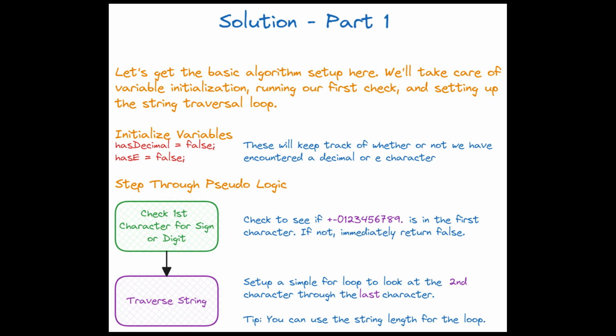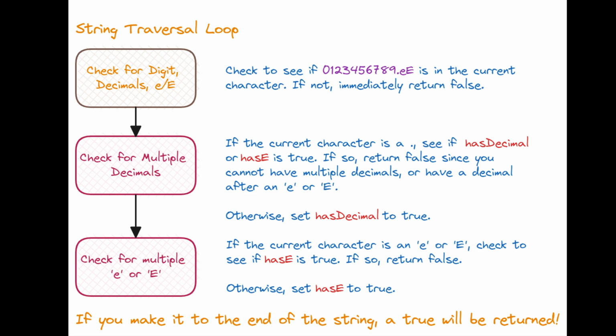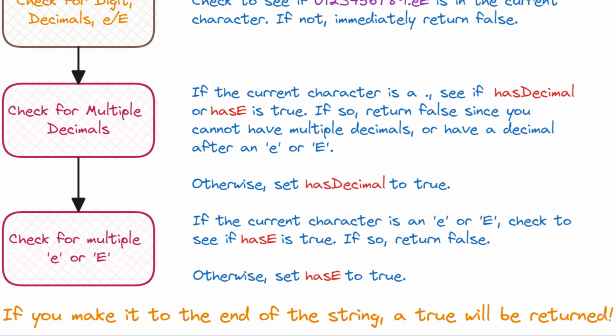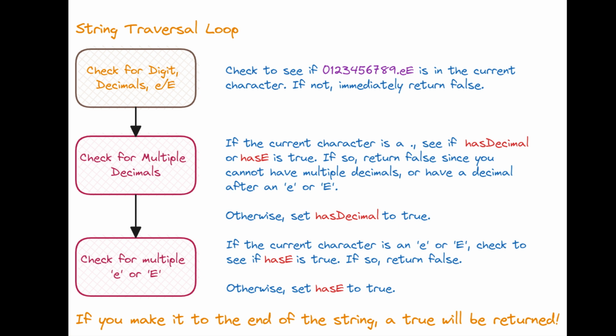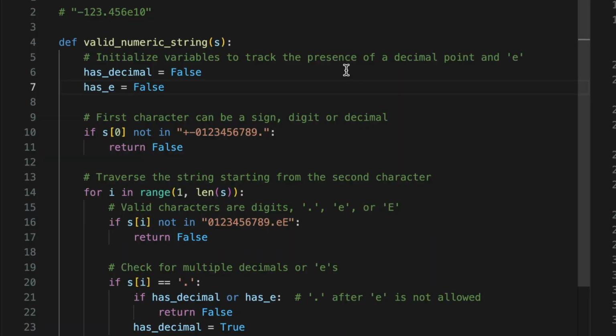Now we traverse the string and examine each character. Anything other than digits, a decimal, or an E character means the string doesn't cut it. And we also want to watch out for multiple E's or multiple decimals. In addition, any decimal after an E is a red flag. And if all conditions are met, we've got a valid numeric string. When we test our code, that's where the earlier brainstorming pays off. And here's our function, all spelled out now.